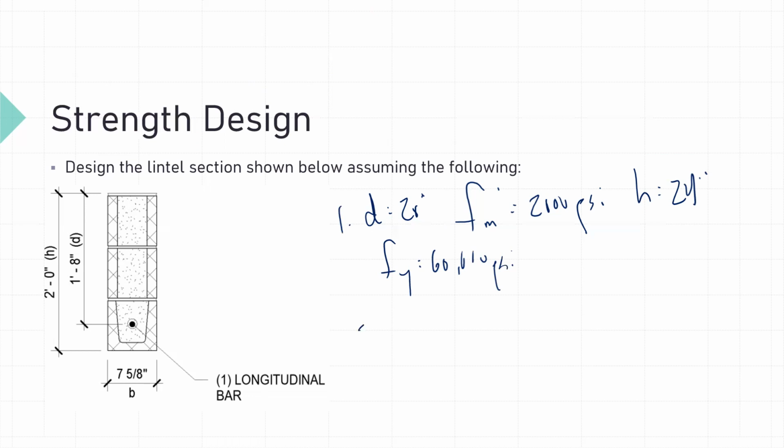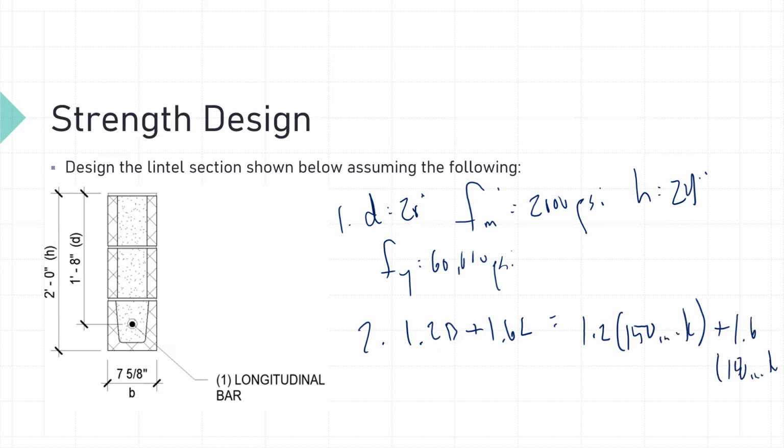Step two, we'll solve for our factored moment capacity. We take our applied loads and factor them up. The controlling case for this particular lintel would be 1.2 dead plus 1.6 live. We would have to check all of the different load combinations, but by inspection, 1.2 dead plus 1.6 live controls for this lintel. So 1.2 times 150 inch-kips dead plus 1.6 times 150 inch-kips live.